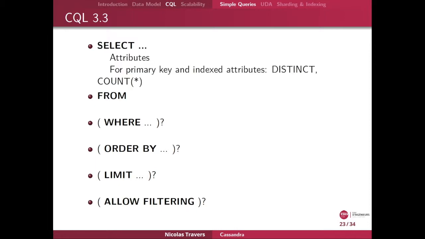We have select, which is used for projecting attributes, and if you want, for primary key and indexed attributes, we can use distinct and count values according to this. In the from clause, we can have only one single table. It's very important to know this, just because you don't have joins. Since you don't have joins, you cannot put several tables in the from clause.